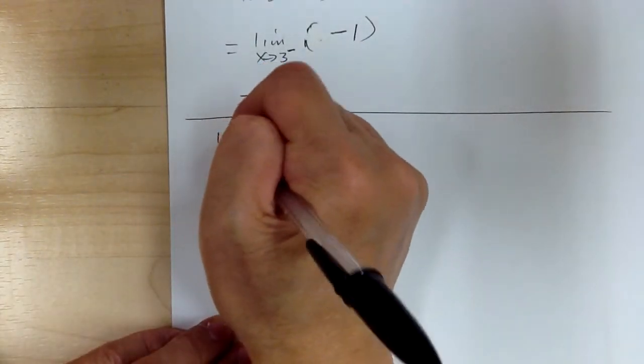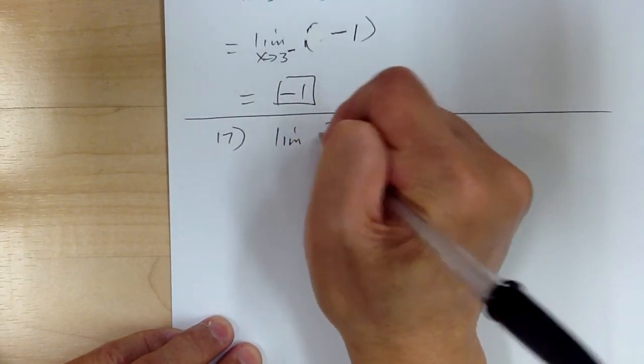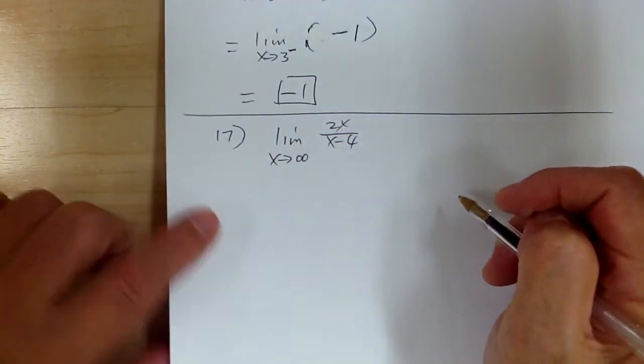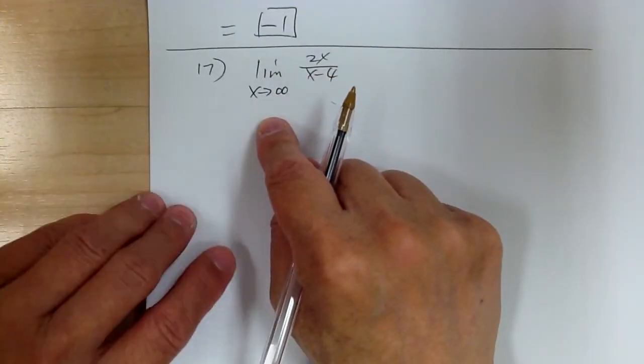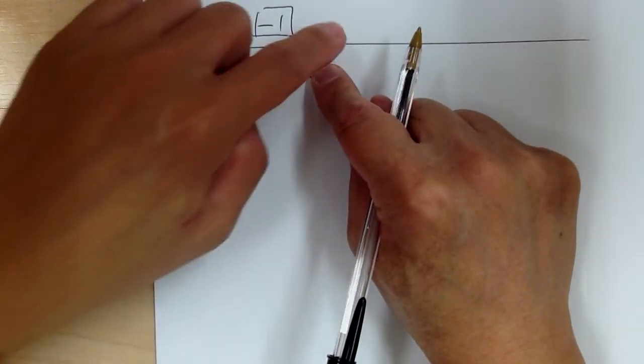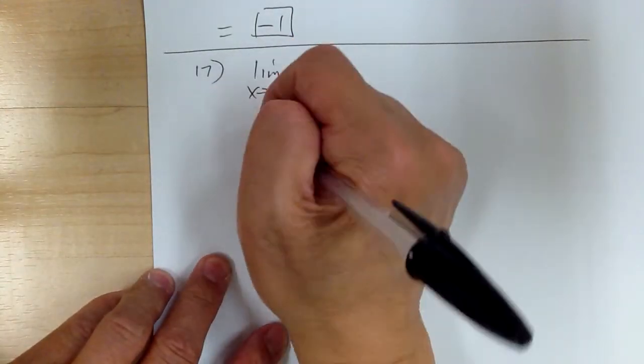Okay, let's go to 17. You have the limit of 2x over x minus 4 as x approaches infinity. Again, when x approaches infinity, you're looking for a horizontal asymptote. For the horizontal asymptote, you just look at the highest degree term, and this one will cancel out, and it's just equal to 2.